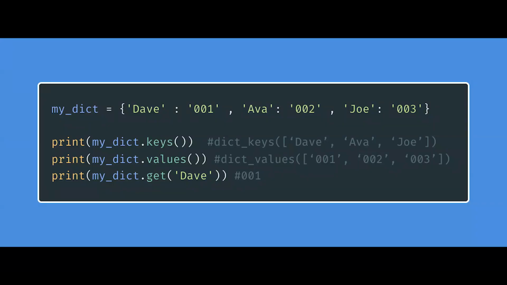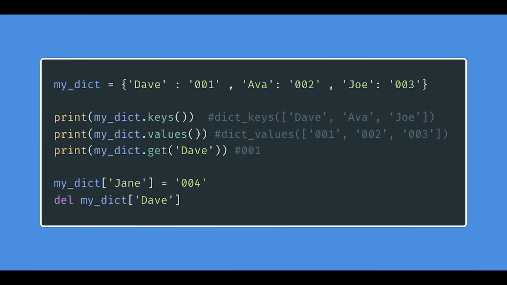In languages like Python and JavaScript, using a hash map is going to be as easy as using curly braces. In Python, we have these things called dictionaries, but it's the same thing, key value pairs. You could access the keys by doing .keys. You could access the values by doing .values, or you can get a particular value just by using the name of your hash map .get and passing in the key of the value you want to get. It's also pretty straightforward to insert and remove values from your hash map. You can see at the bottom we're adding the key value pair of Jane and 004, and then we're removing the key value pair with the key of Dave.